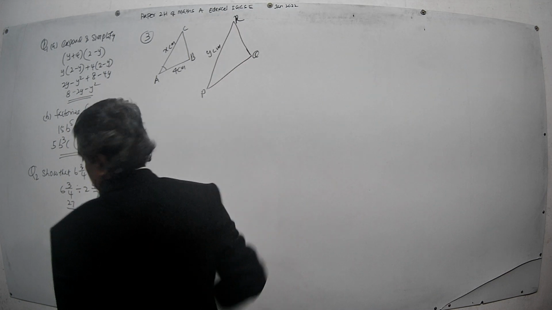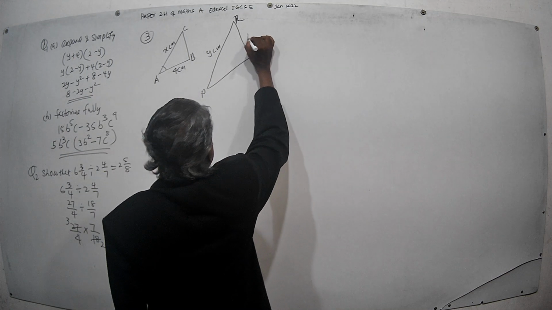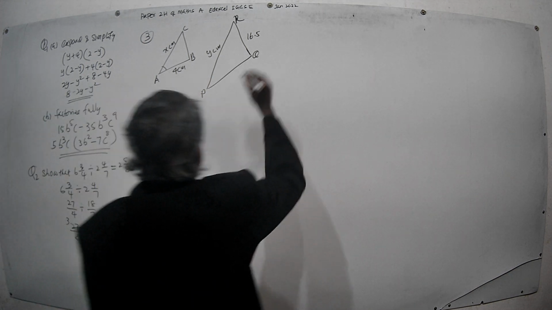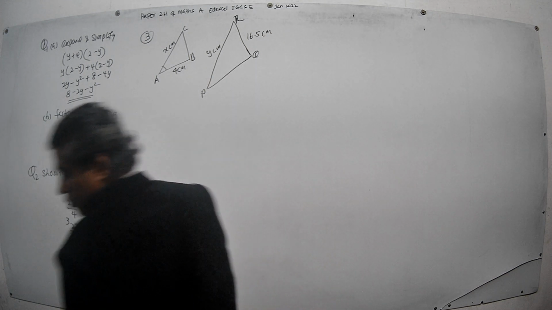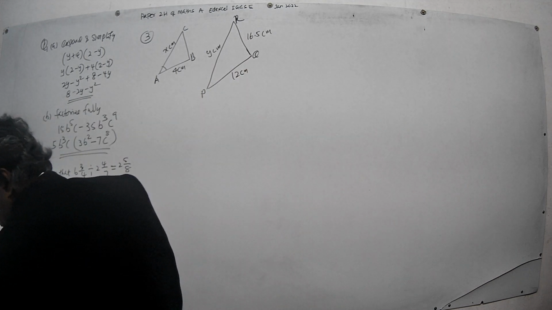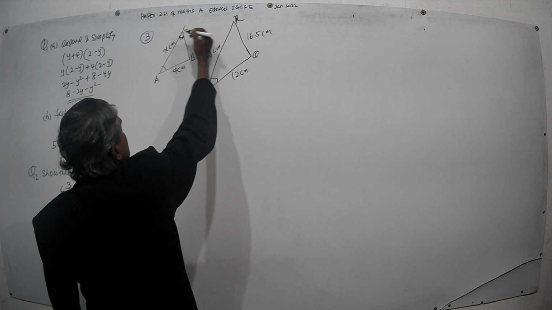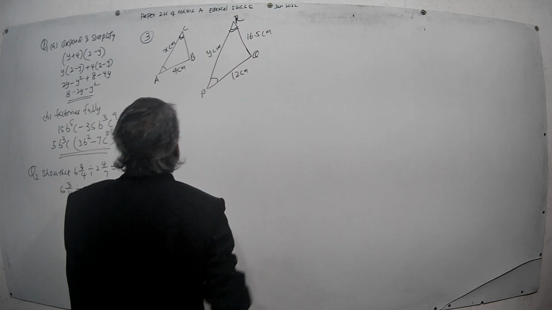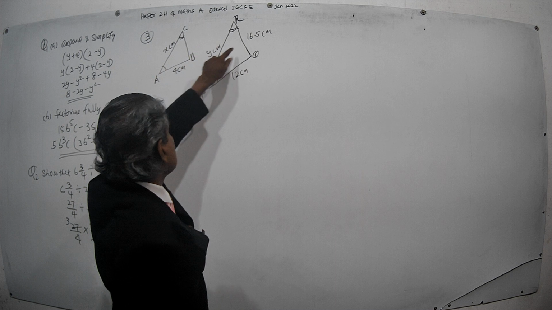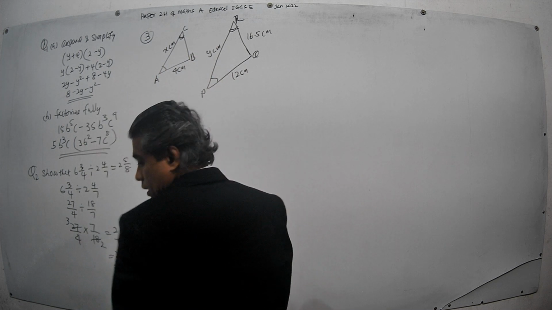This length PR is y centimeters. RQ is 16.5 centimeters. This one is 12 centimeters. Okay. Then they say this angle equals this angle. This angle equals this angle. If two angles of one triangle are equal to 2 angles of another triangle, the 2 triangles are similar. Therefore, the 2 triangles are similar. Okay?